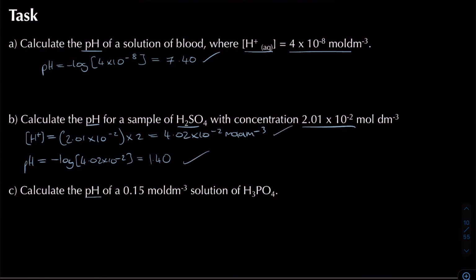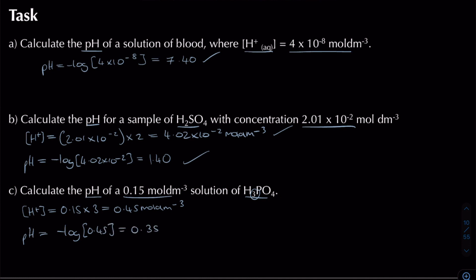Calculate the pH of a 0.15 mole per decimeter cube solution of phosphoric acid. Well, looking at phosphoric acid, I've got a tribasic acid over here, so I'm going to need to multiply the concentration of my acid by 3, and so I'm going to have 0.15 times by 3. That gives me 0.45 mole per decimeter cubed for the concentration of H plus, and then I can find pH again by doing minus log of that concentration, which is going to be minus log of 0.45, and that's going to give me a value of 0.35 in terms of the pH as well. 1 mark here and 1 mark there as well, right?